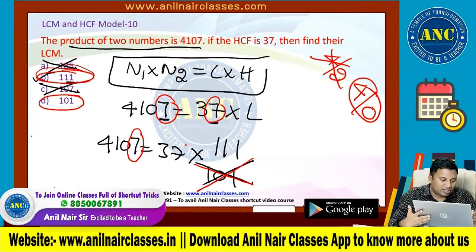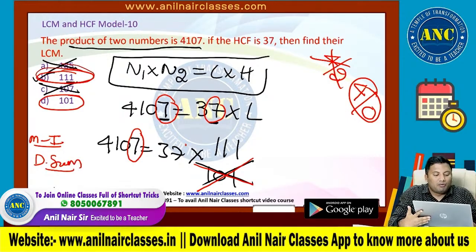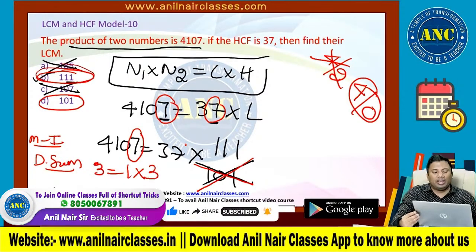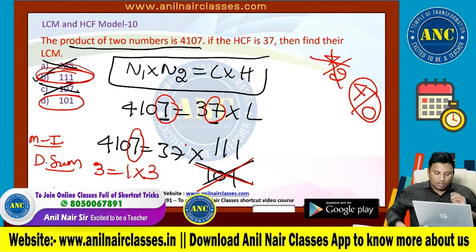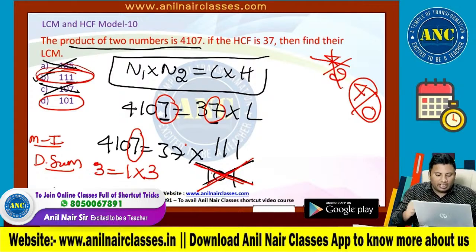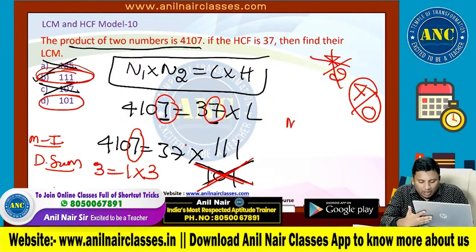For two reasons. Method 1, digital sum. 4107, what is the digital sum? 4 plus 1 is 5, 5 plus 7 is 12, it is 3. 3 plus 7 is 10, which is 1. 111 has digital sum 3. 3 is not equivalent to 1, so it cannot be 101. Digital sum will not match.